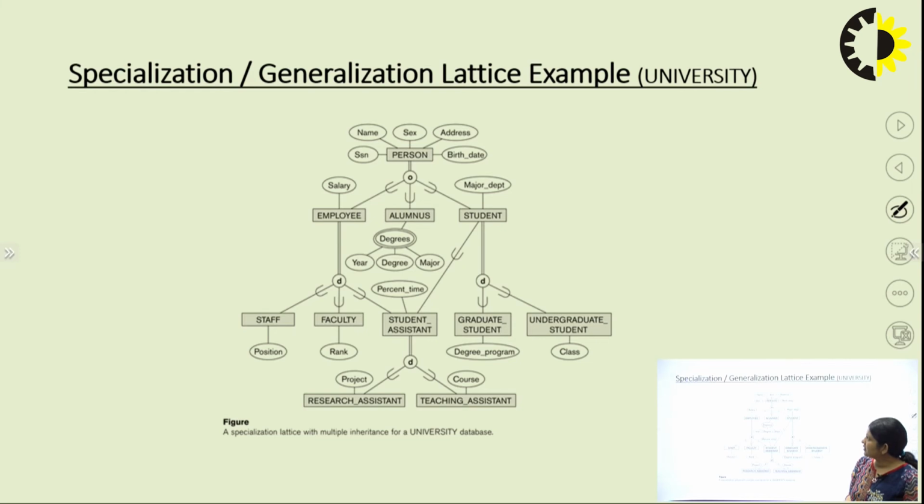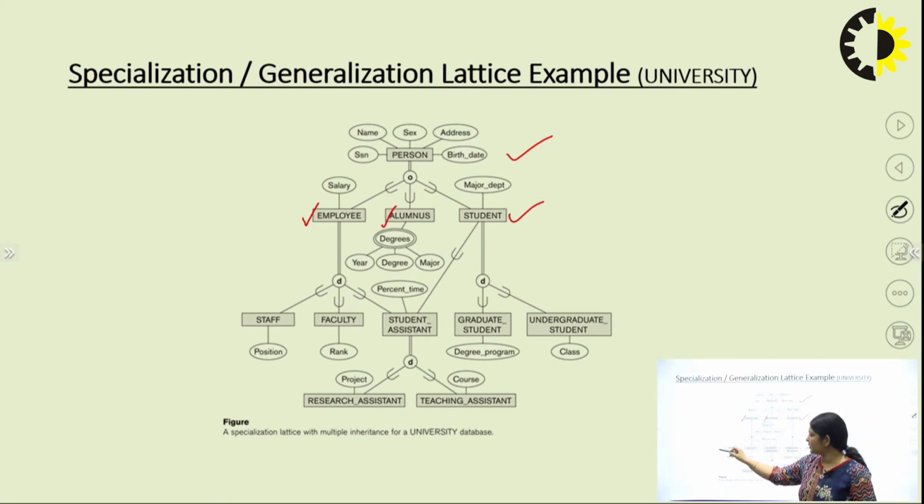So, here is a generalization specialization lattice for the university. That is, at the top level, we have the person. Then the person can be a university employee, an alumni, or a student. Then employee can be further subclassed into staff and faculty. Then we can have student assistants.